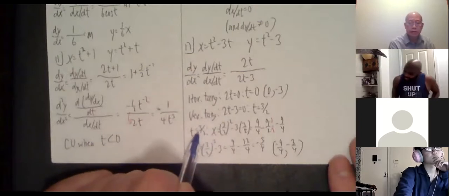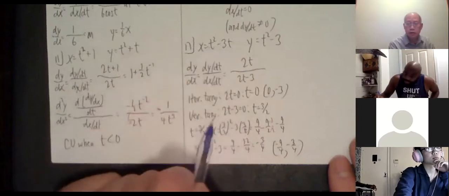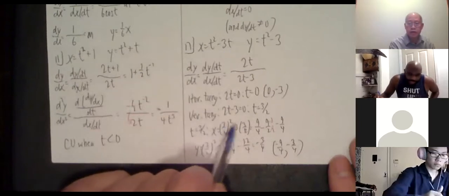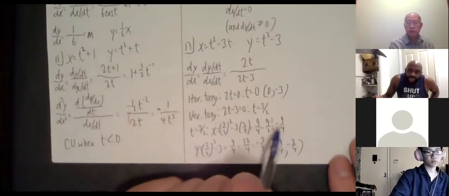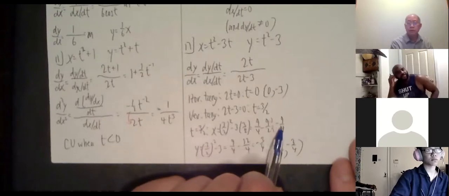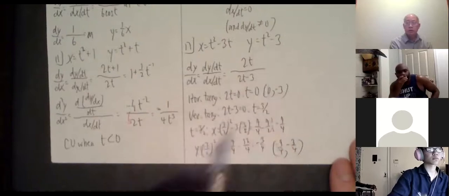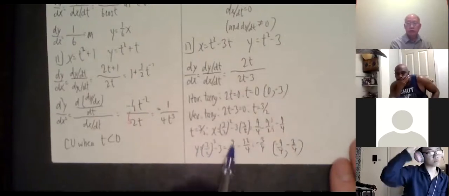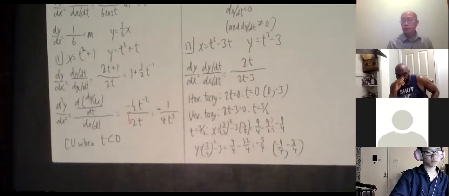Okay, so plug in 3 over 2. Not as nice. 3 over 2 here, 3 over 2 here. 3 over 2 squared minus 3 times 3 over 2. That's 9/4 minus 9 over 2, which is negative 9 over 4. And y is 3 over 2 squared minus 3. 9/4 minus 3, which is 12/4, negative 3/4. So negative 9/4, negative 3/4 is what I'm going with over there.